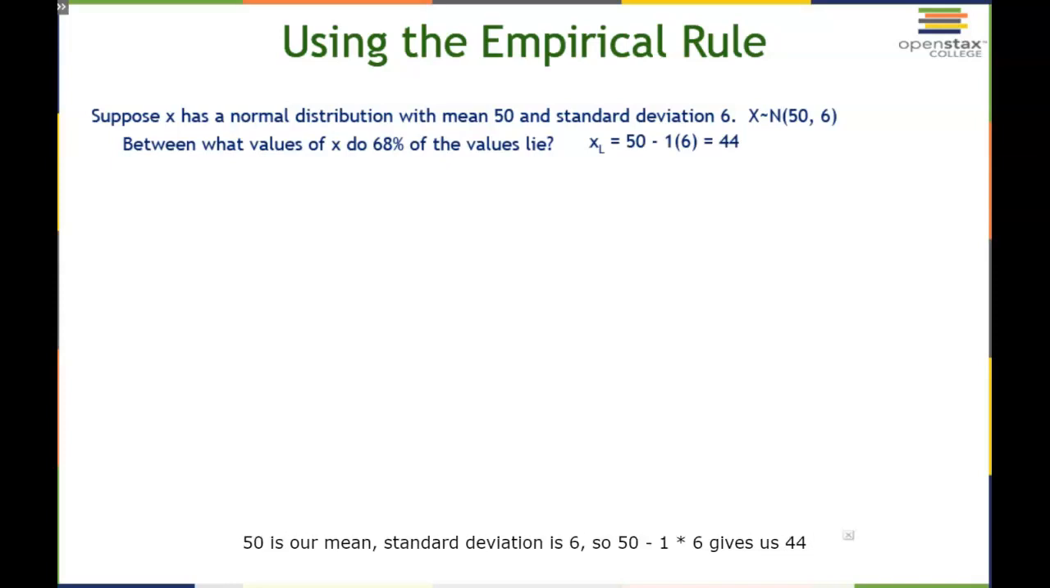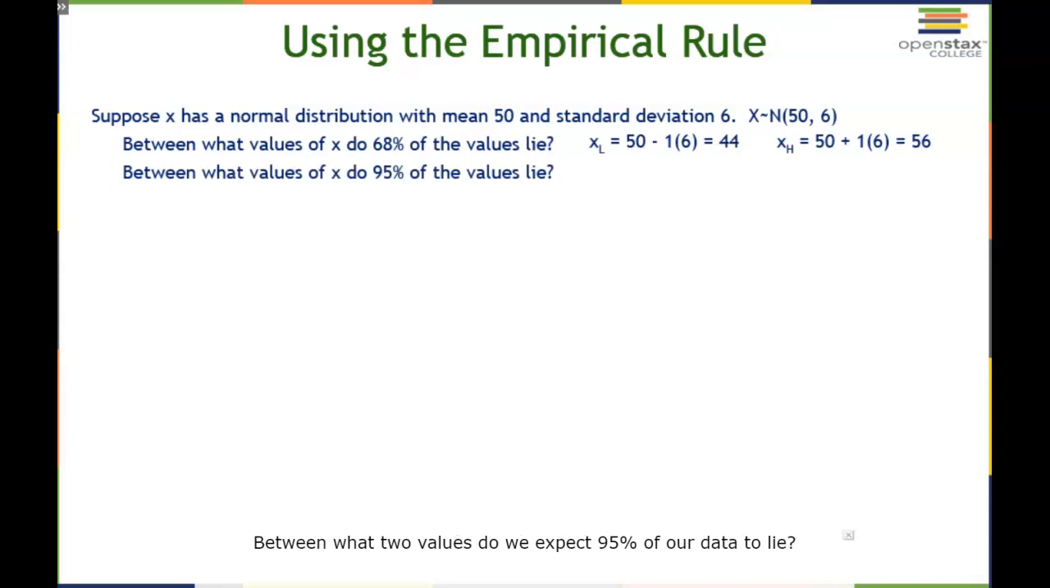50 is our mean, standard deviation is 6, so 50 minus 1 times 6 gives us 44. Our high value is going to be 1 standard deviation above the mean. So 50 plus 1 times our standard deviation of 6 equals 56. So we expect 68% of our values to lie between 44 and 56.